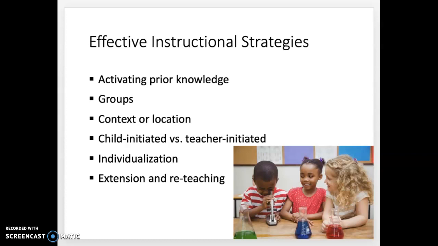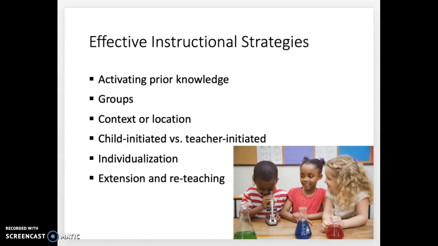Individualization. Some of our children need different supports and services to be successful in the classroom. So individualization is always an effective instructional strategy. And within that individualization, extension and reteaching may be necessary. And again, another effective instructional strategy.